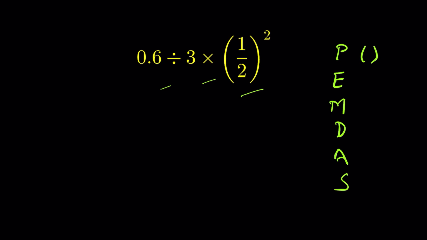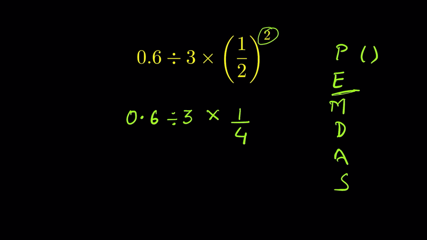Here we don't have any parentheses. This parenthesis is not an operation, remember, it's just a way of writing this exponent. So first we will have to solve the exponent. So it will be 0.6 divided by 3 times (1/2)², which is 1/4.